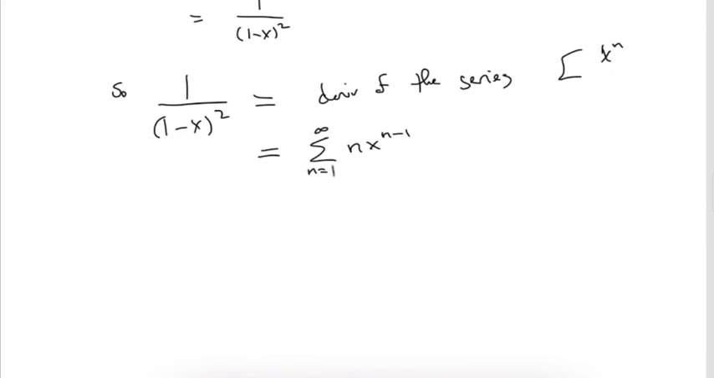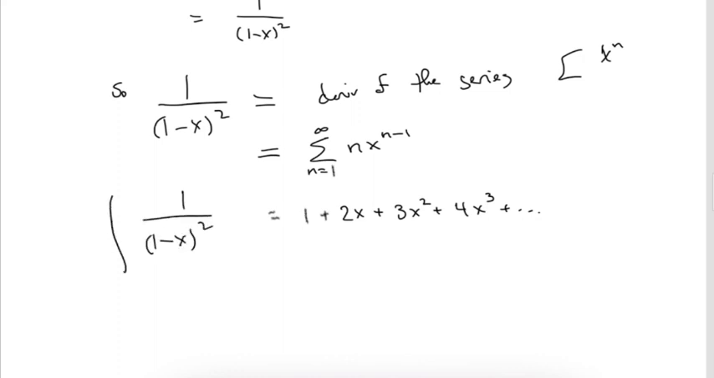All right. And if I were to write out a few terms, what would it say? n equals 1 gives me 1 times x to the 0, so that's just a 1. And then n equals 2 gives me 2x, then 3x squared, 4x cubed, right? Each time we see n as the coefficient and n minus 1 as the exponent. All right, anyway, and this equals 1 over 1 minus x, the whole thing squared.